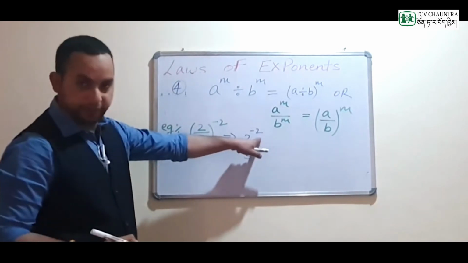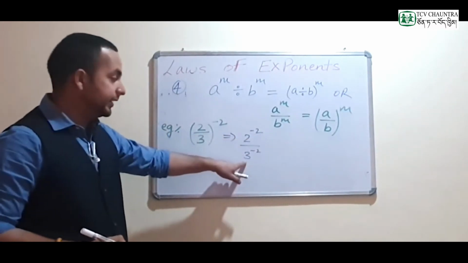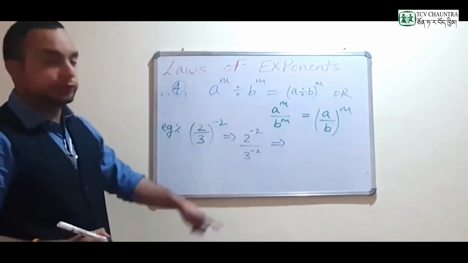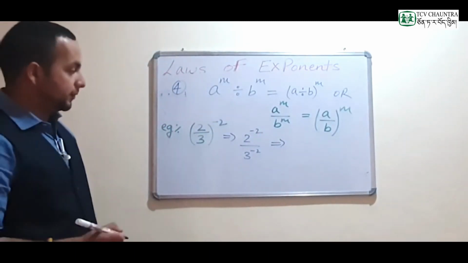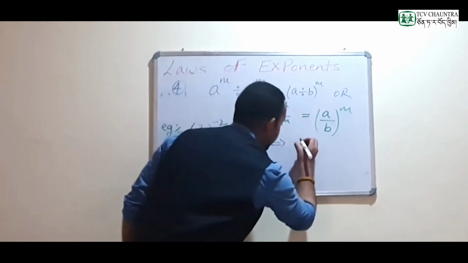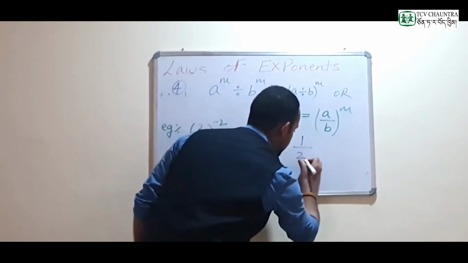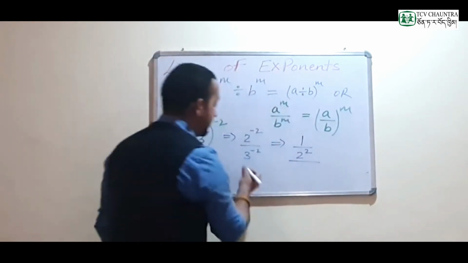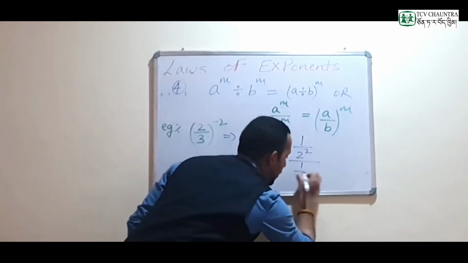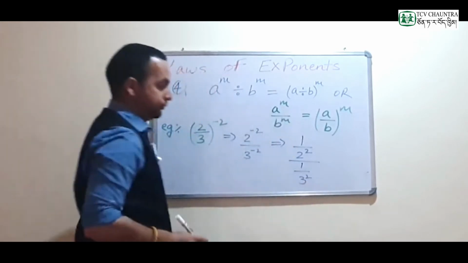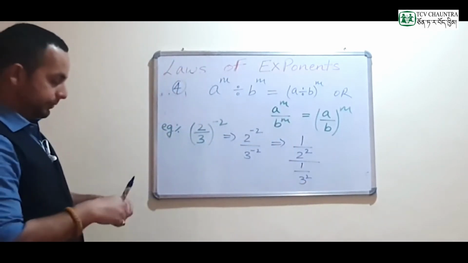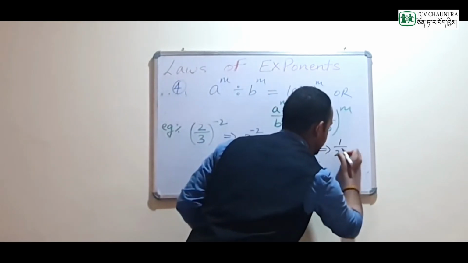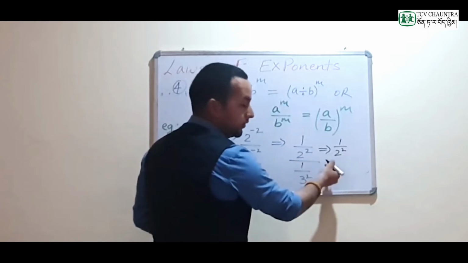Now, this is a negative exponent. This is also a negative exponent. Now, by using the formula, again we are going to interchange this into positive exponent, which means the first number will become 1 upon 2 raised to the power 2 and divided by the second number, which will become 1 upon 3 raised to the power 2. Or you can write it as 1 upon 2 square, divided by 1 upon 3 square. This is a division, right?